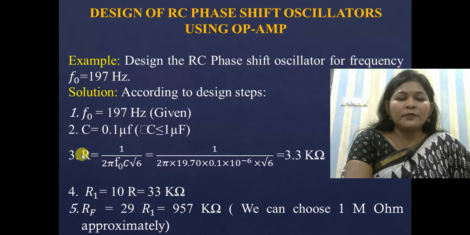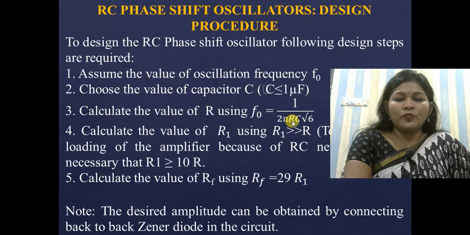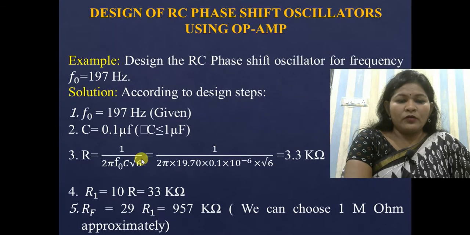The third step is to calculate the value of resistance R. Here the oscillation frequency is equal to 1 upon 2 pi RC root 6. According to this formula you can find the value of R. So R is equal to 1 upon 2 pi f naught C root 6. After calculating, the value is 3.3 kilo ohm. So the resistance R will be equal to 3.3 kilo ohm.